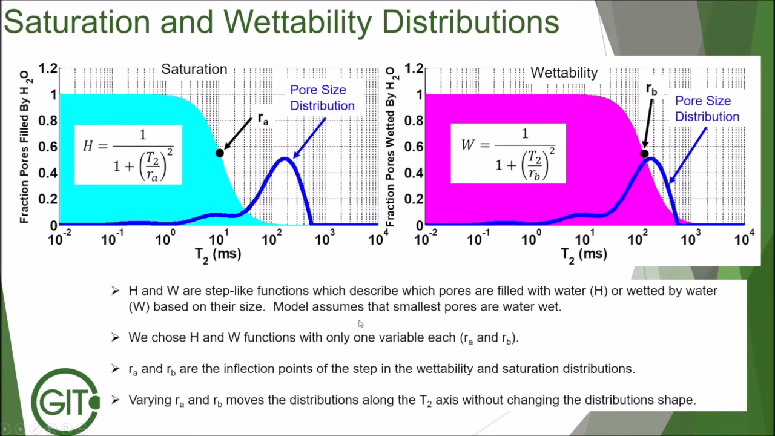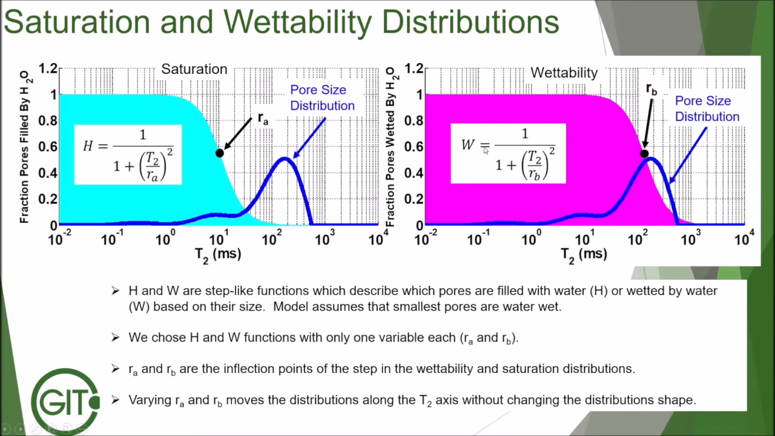So this slide shows typical saturation and wettability distribution functions. H and W are basically step-like functions which describe which pores are either filled with water or wetted by water based on their size. So for example, if we look at a typical pore size distribution like the one shown here, we see that when you couple it with the H function, only the pores shaded in light blue are filled with water. Conversely, for the wettability function and the same pore size distribution, we see that only the pores shaded in pink are wetted by water. The mathematical formulas for H and W are also shown.